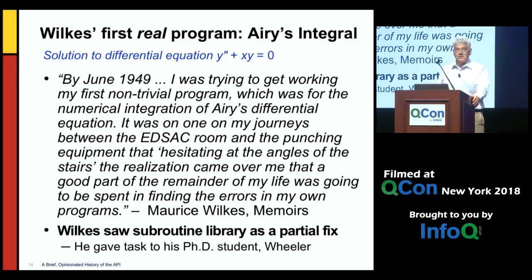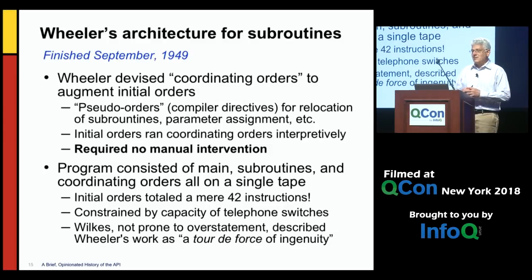So he gave the task to his PhD student, who was David Wheeler. And Wheeler's architecture for subroutines was finished. He basically spent the summer writing it, so he finished it that September. And he added what he called coordinating orders to these initial orders. When you hear order, think instruction.